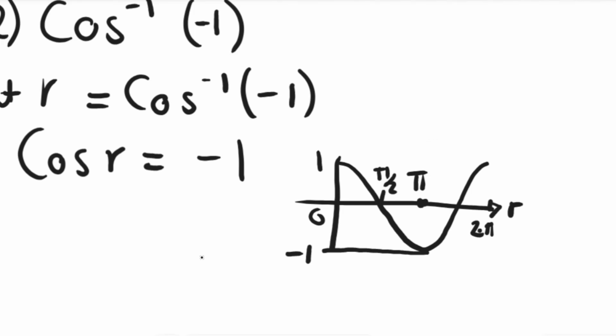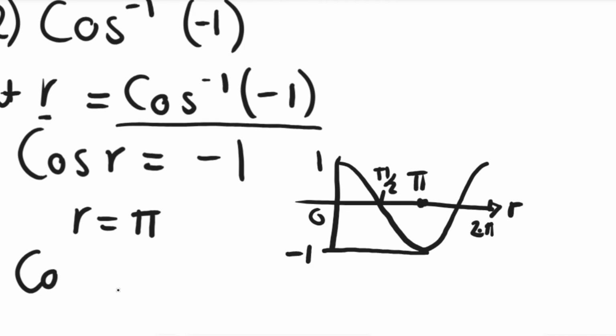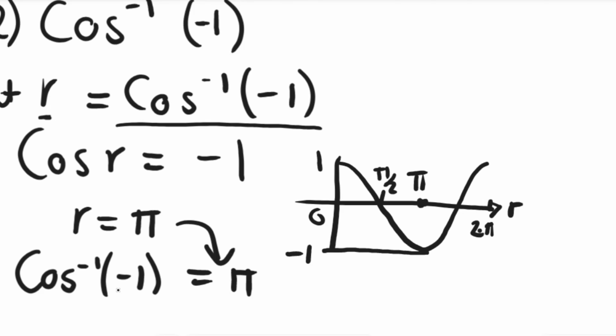Okay, and that's how you solve r. r is now what? r is now pi. The value of r is pi. But what is r? Do you still remember that we said our r is arc cos? So I can replace our r with arc cos of minus 1, and the value for that is just pi itself. And then you solve the problem like that.